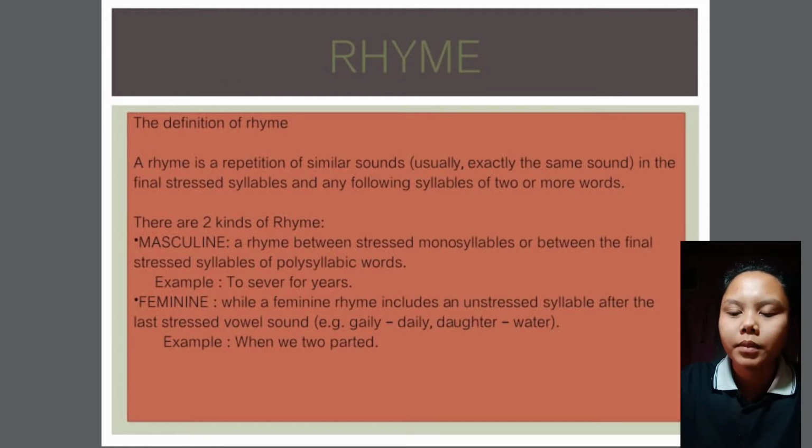The second, feminine. The meaning of feminine is that a feminine rhyme includes an unstressed syllable after the last stressed vowel sound, such as gaily, daily, daughter, or water. For example, when we two parted. Another example, heartbroken, hearted. And the next explanation will be continued by Risma.